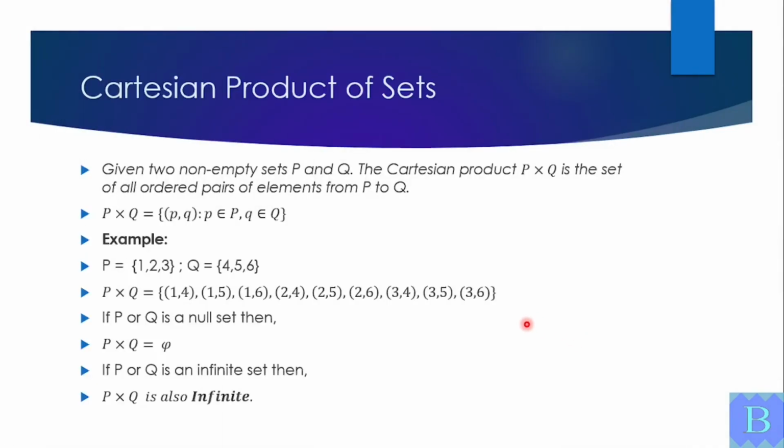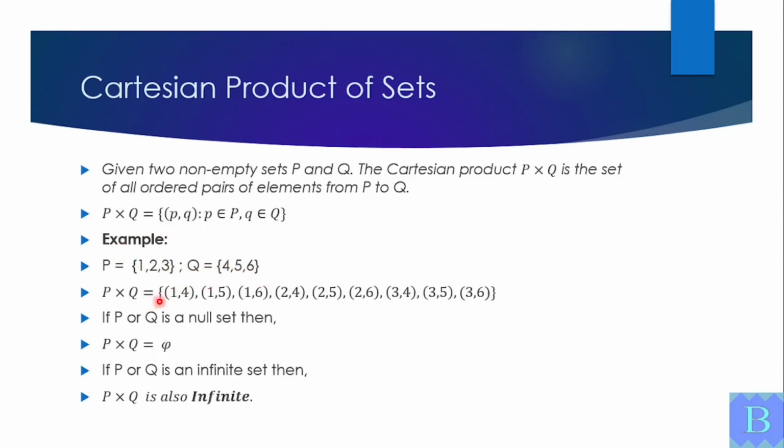Suppose we have two non-empty sets, P and Q. The Cartesian product P cross Q is defined as the set of all ordered pairs (p, q), where p belongs to P and q belongs to Q. We write P × Q = {(p, q) such that p ∈ P, q ∈ Q}. For example, if P = {1, 2, 3} and Q = {4, 5, 6}.